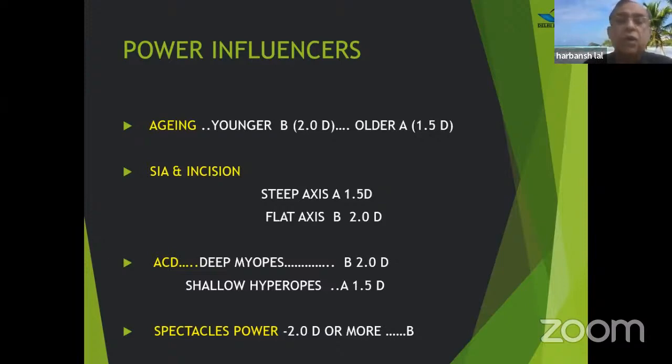So that means these all will influence which way to move, which way to err on. But otherwise, if I get dot on, I'll go with the dot on without bothering about all of them.